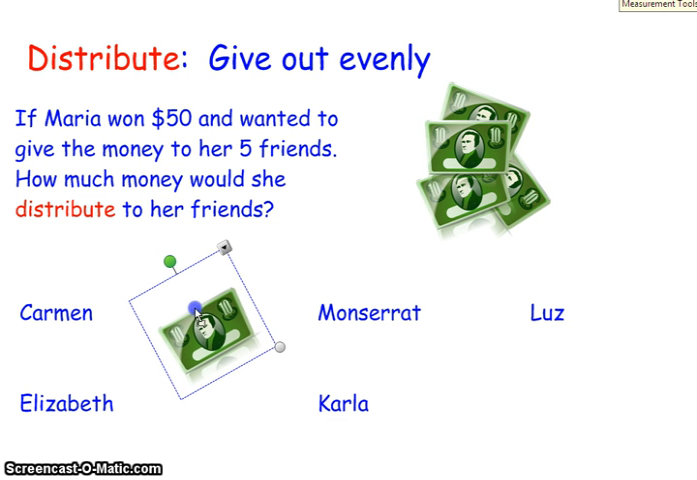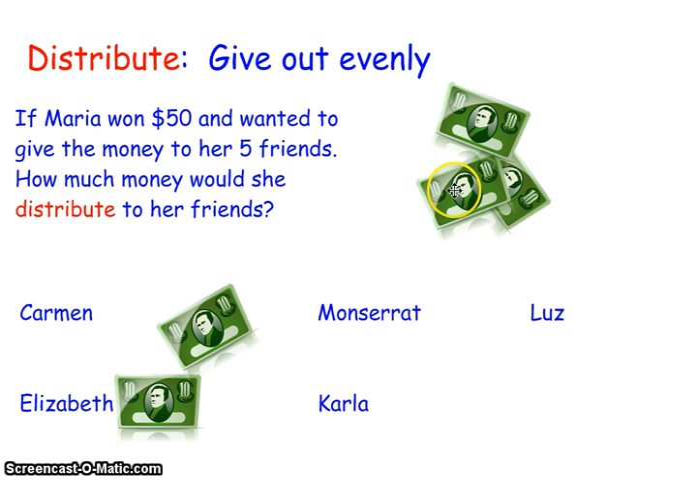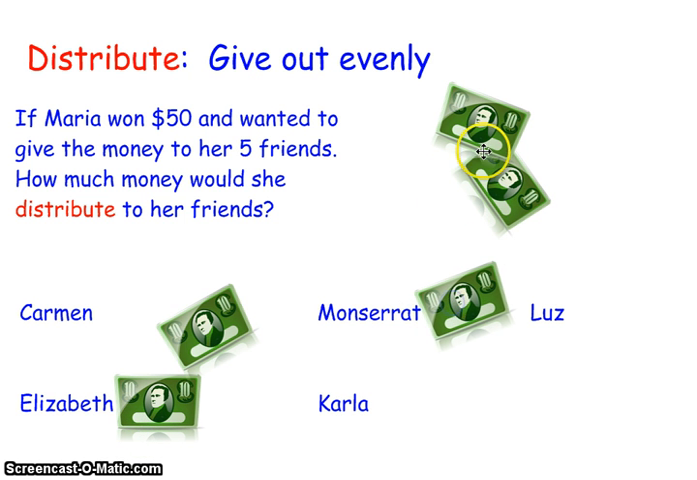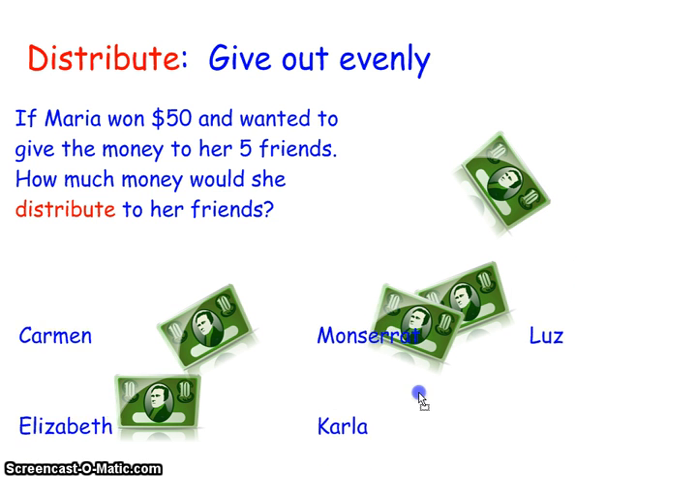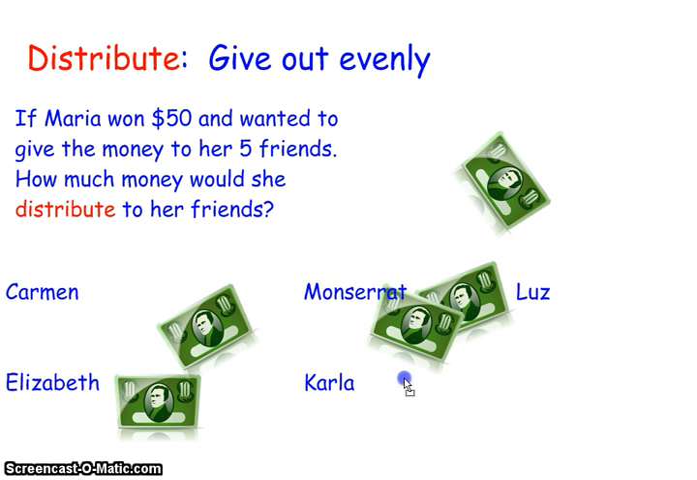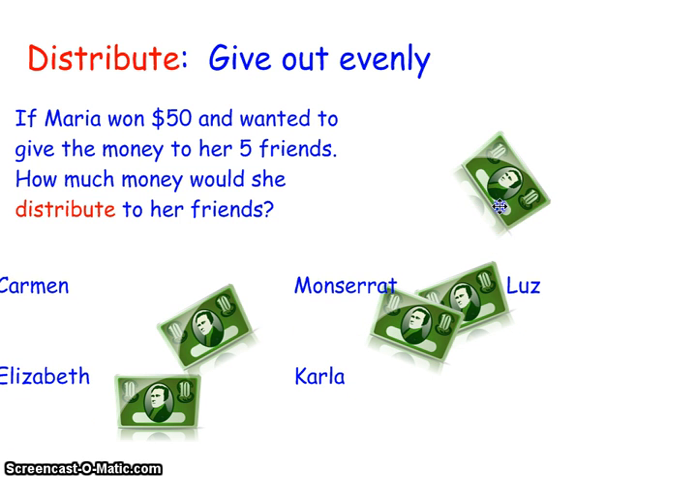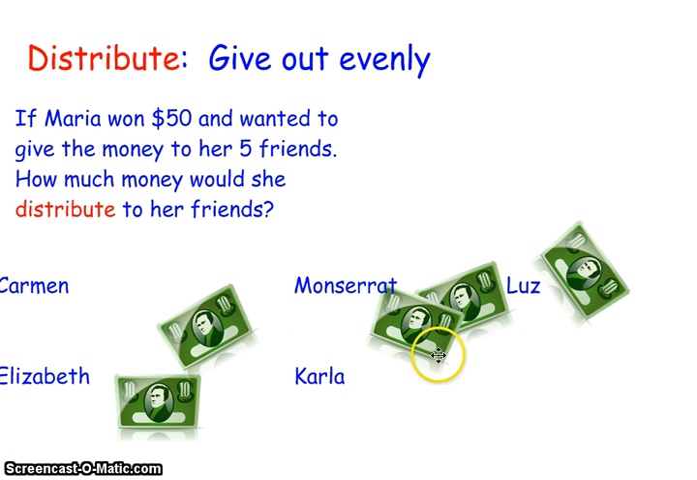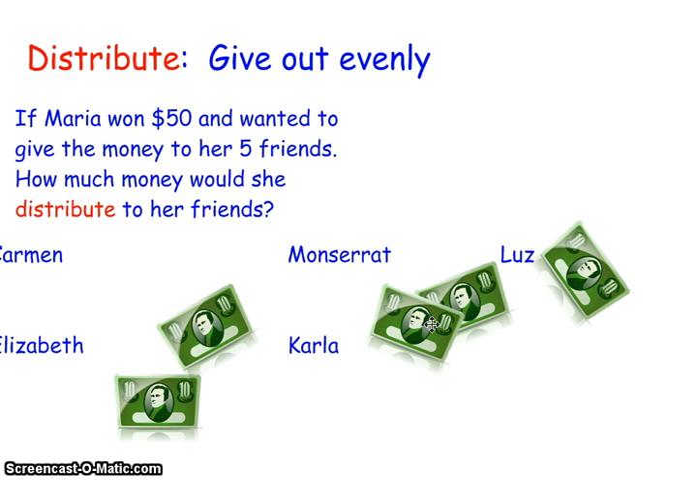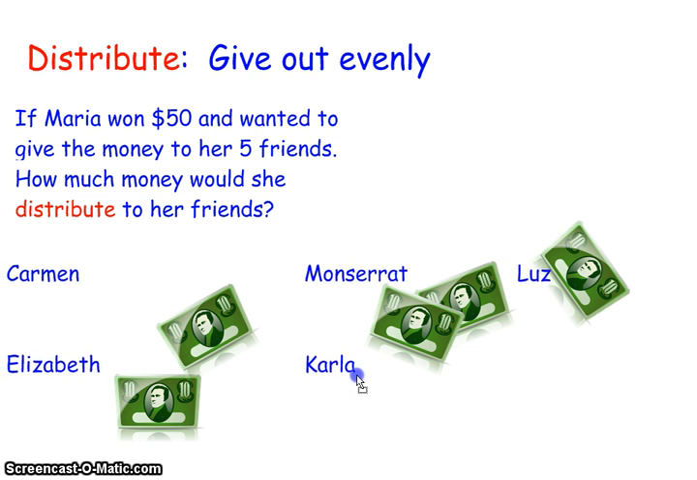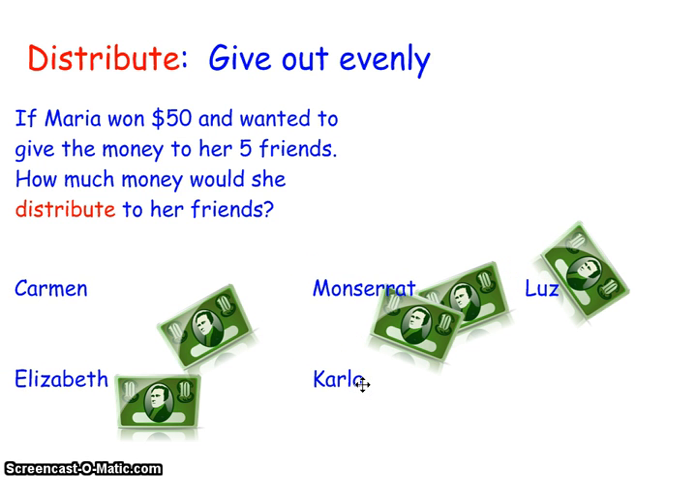Okay, one would go to Carmen, the other one would go to Elizabeth, another one would go to Montserrat, one would go to Carla, and then the other one would go to Luz. So each one of her friends would get how much? $10. Now, did she distribute her money evenly? Yes, she did. In fact, each one of her friends was given $10. What a great human being Maria is.